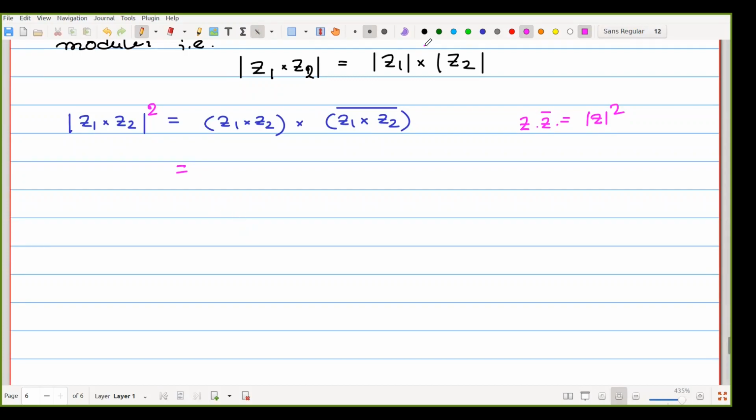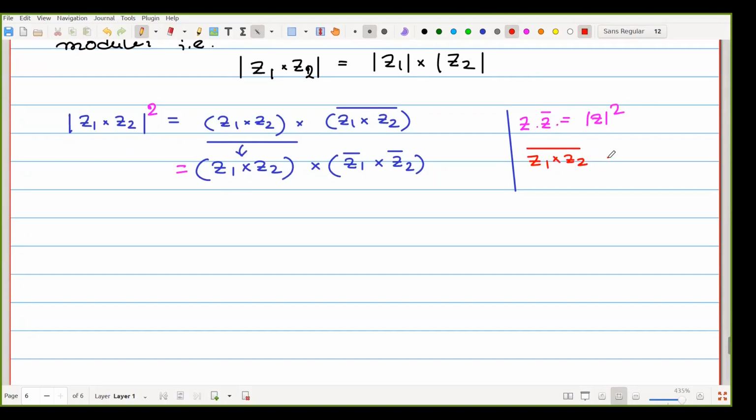Next one, whatever is in the first portion, we are writing here. No problem. Next part, z1 into z2 bar, which can be written as z1 into z2 bar. That means if we have the conjugate of z1 into z2, we can write it as z1 conjugate into z2 conjugate. That is also true from the property of the conjugate of complex numbers.